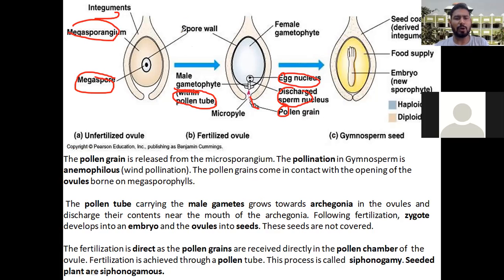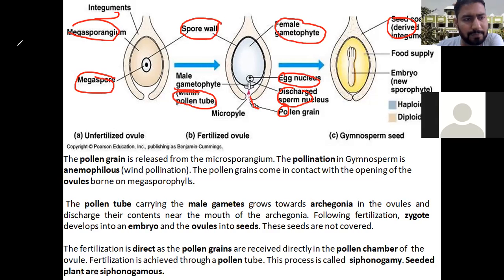This is the spore wall. Spore wall means megasporangium, and the female gametophyte, that is the archegonium. They have the seed coat, that is the integument. They have classified it into outer integument and inner integument. Can you tell the inner integument name?